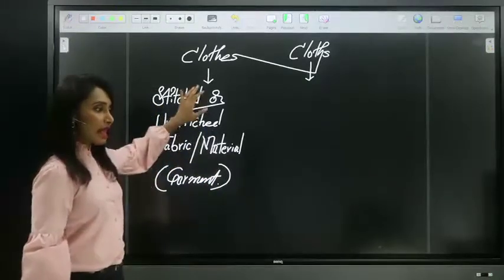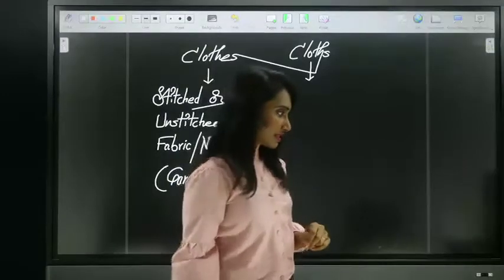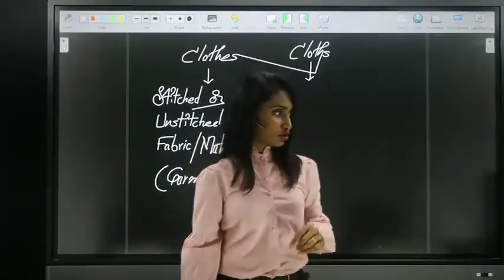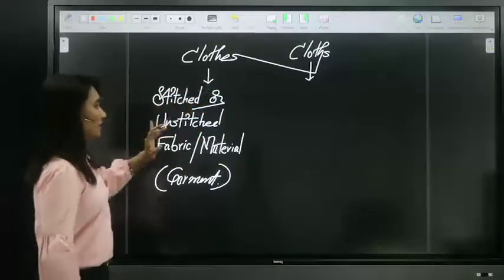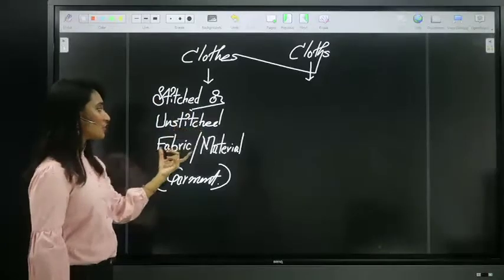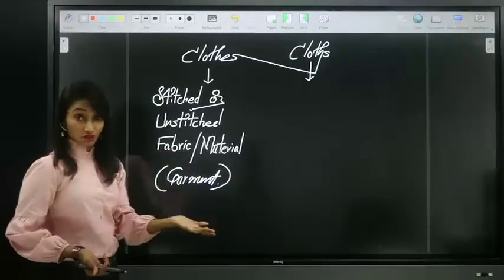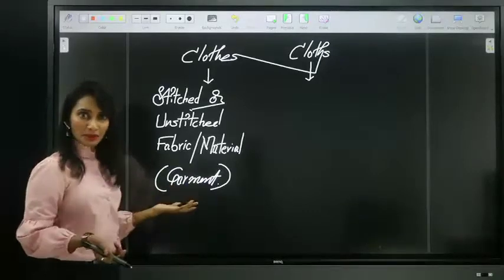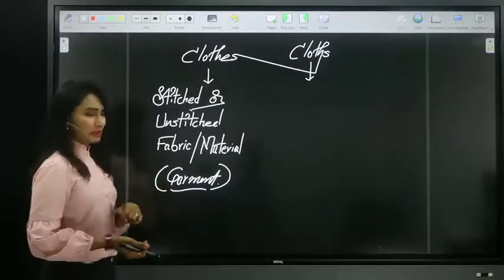See, clothes is dresses, cloth is material. No, no. So here you go. CLOTHES or cloth is stitched or unstitched fabric or material. It can be stitched, as you said, dress, or unstitched. It can be a material, right? So which we generally call garment.